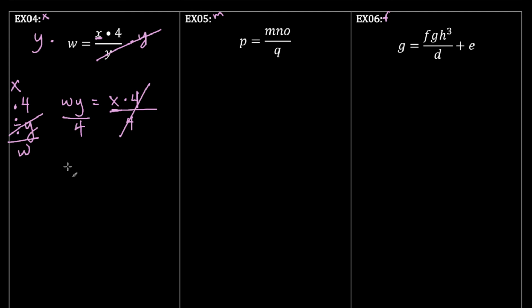And then you end up with WY over 4 equals X. But this isn't the way conventionally that it's written. If we want to know what X is, let's put the X first. So X equals WY over 4.